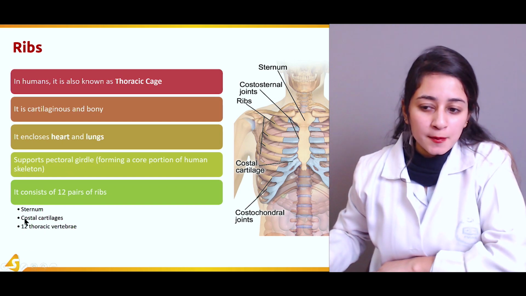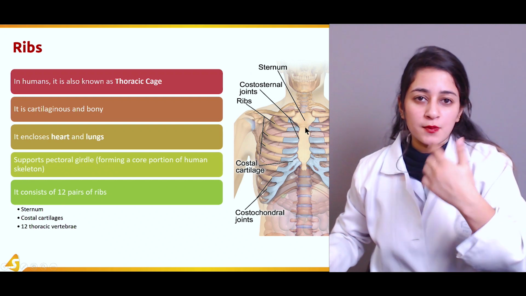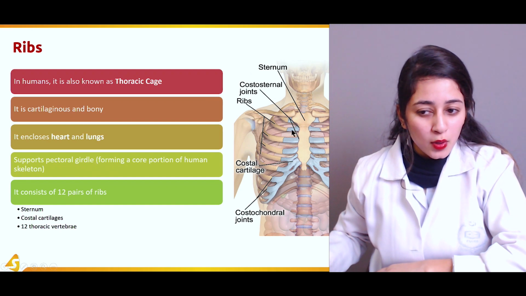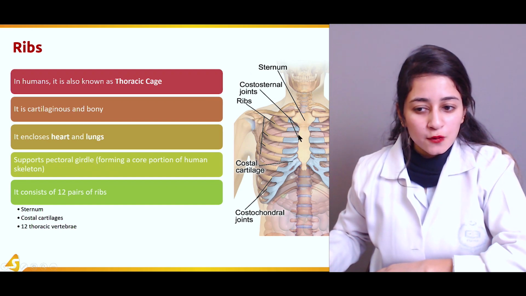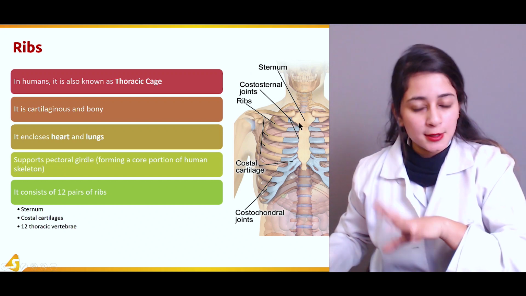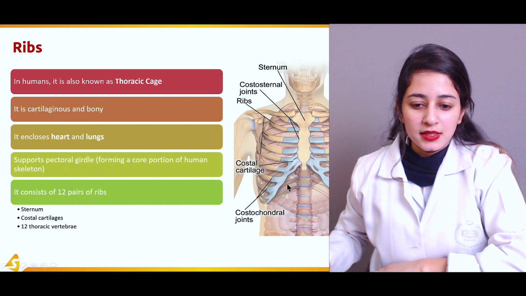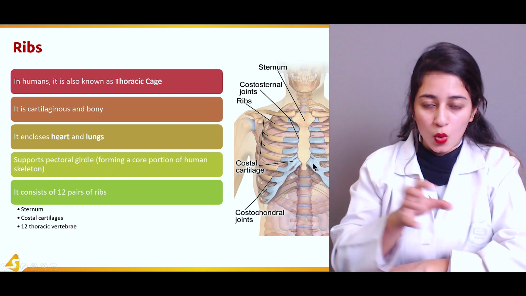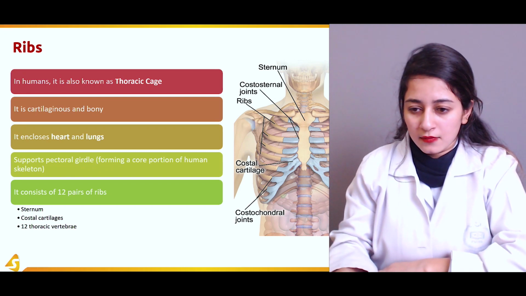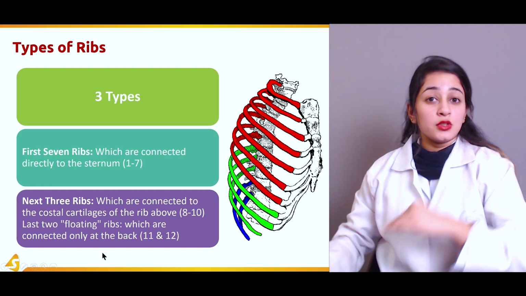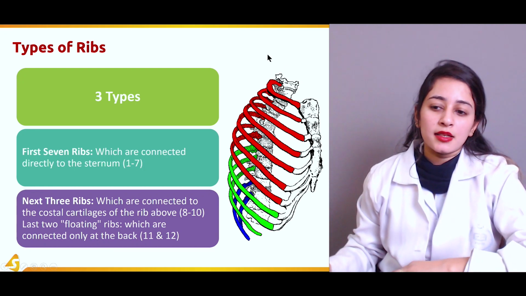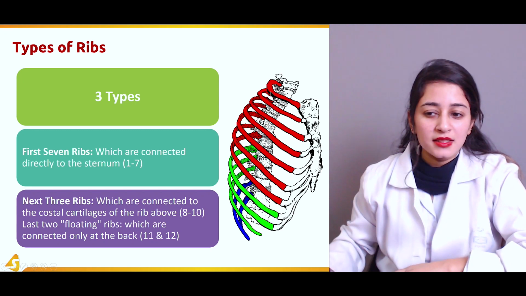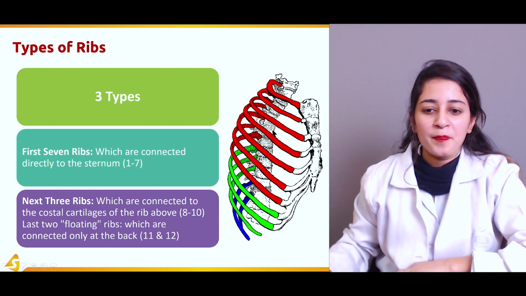Plus we have the sternum, this bone. Your front bone, the chest bone, is the sternum. Costal cartilages we have, these blue ones are costal cartilages, which form the costosternal joints with the sternum. And 12 thoracic vertebrae are also included in this whole structure. Just to clarify, these colored ones here are the ribs. They're really fragile. If you fall, they can break.